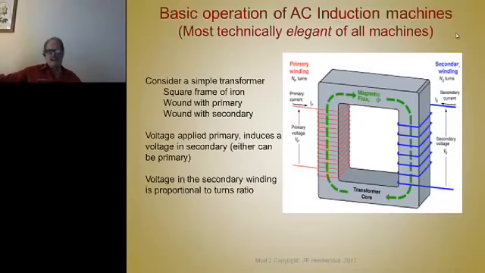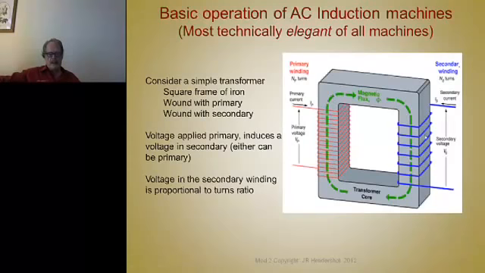In the case of an induction machine, it's very similar, but a little different. Let's go back and take our transformer from the previous lecture series, and we've got a core here, a laminated core of steel, and we've got a primary.